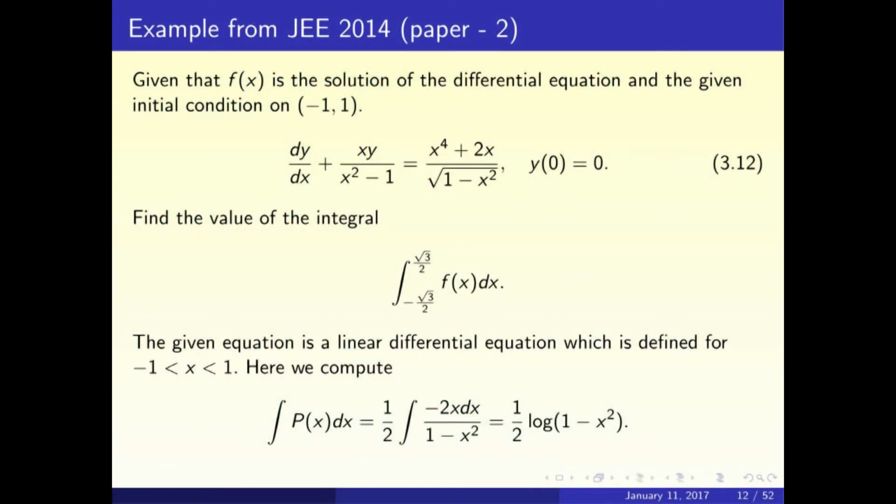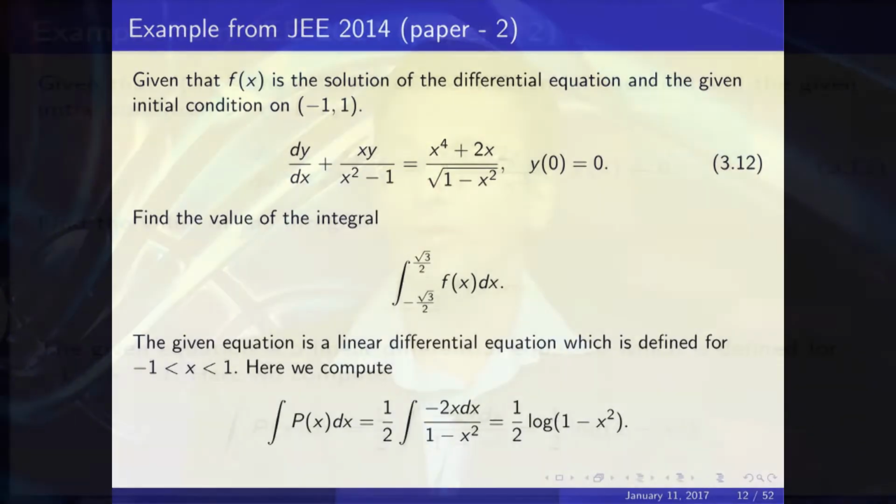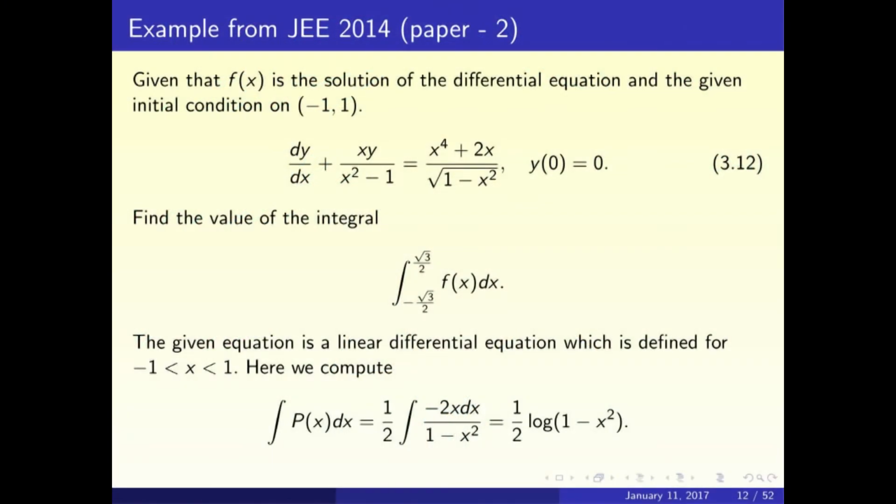X upon x squared minus 1. So we have to compute integral px dx. I have written it in a slightly different form. I have multiplied and divided by 2 for obvious reasons, and I change the sign of the numerator as well as the denominator, again for obvious reasons. Remember that our differential equation is defined on the interval -1 to 1. So x ranges from -1 to 1. So what are we integrating? Minus 2x dx upon 1 minus x squared.